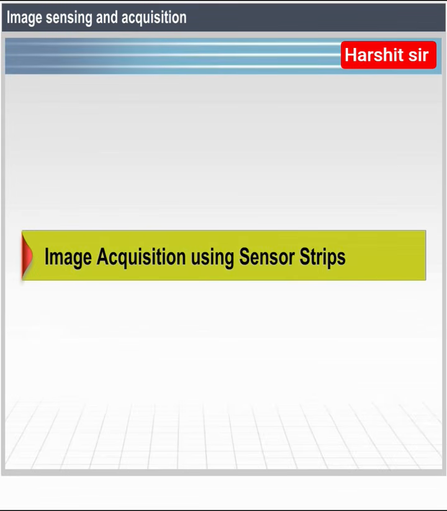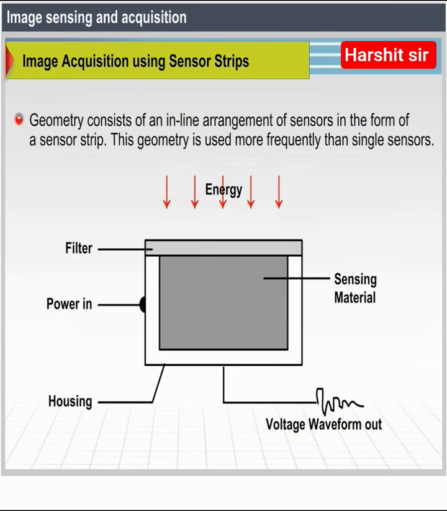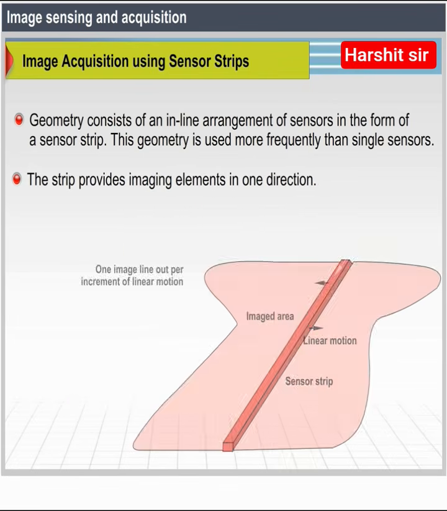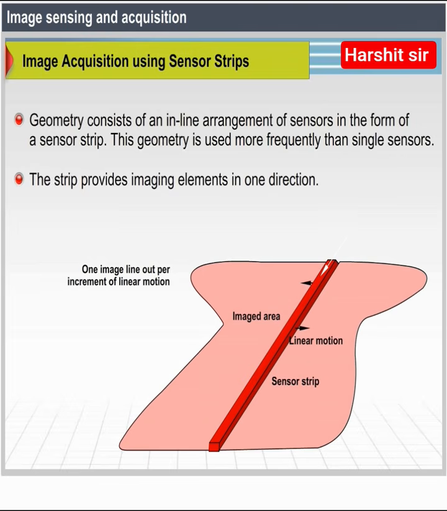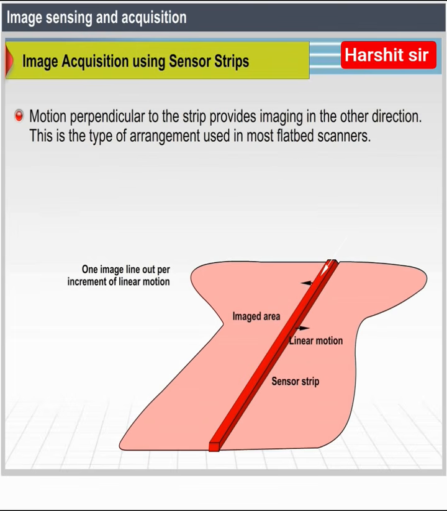Image acquisition using sensor strips. A geometry that is used much more frequently than single sensors consists of an inline arrangement of sensors in the form of a sensor strip. The strip provides imaging elements in one direction. Motion perpendicular to the strip provides imaging in the other direction. This is the type of arrangement used in most flatbed scanners.